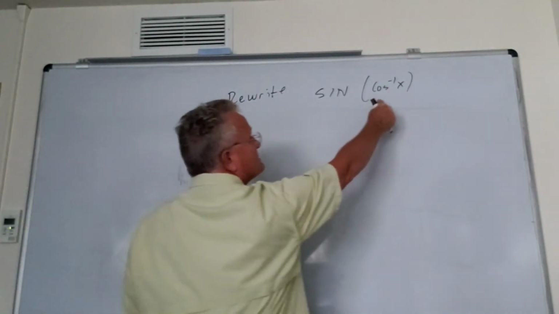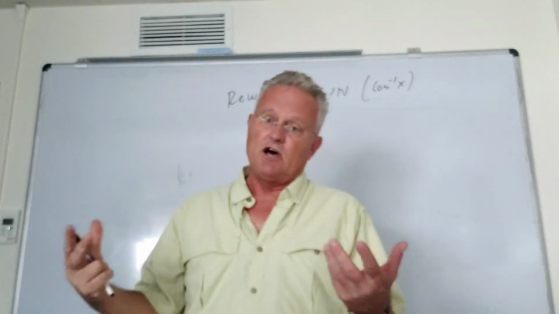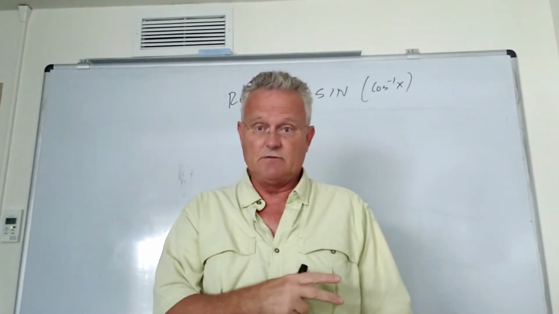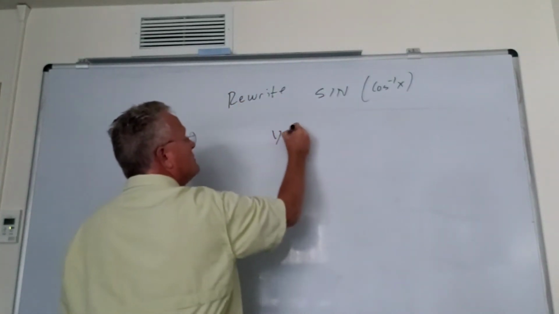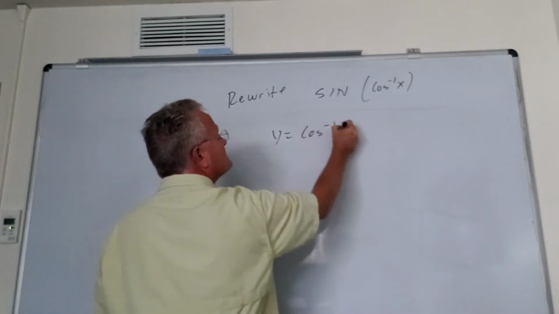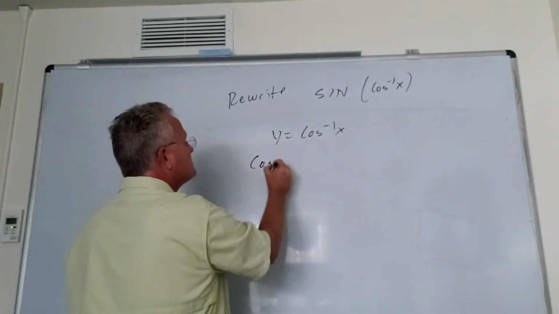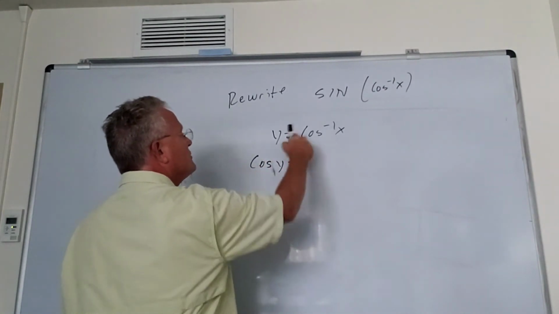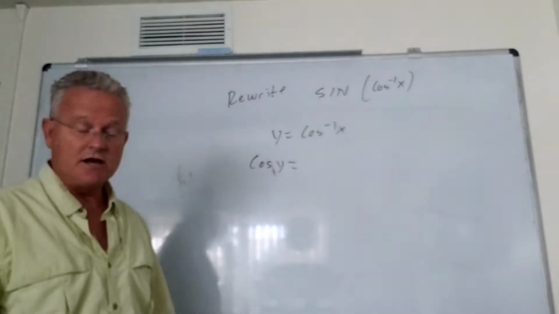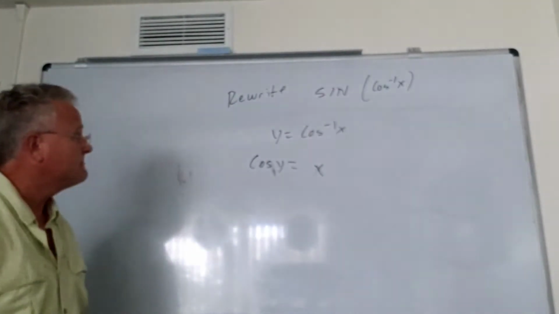Well, to start out with, similar to evaluating inverse trig functions as we did in the previous videos, let's let y equal the inverse cosine of x. Take the cosine of both sides, we get the cosine of y. The cosine of inverse cosine x is just x by the nature of inverse functions.